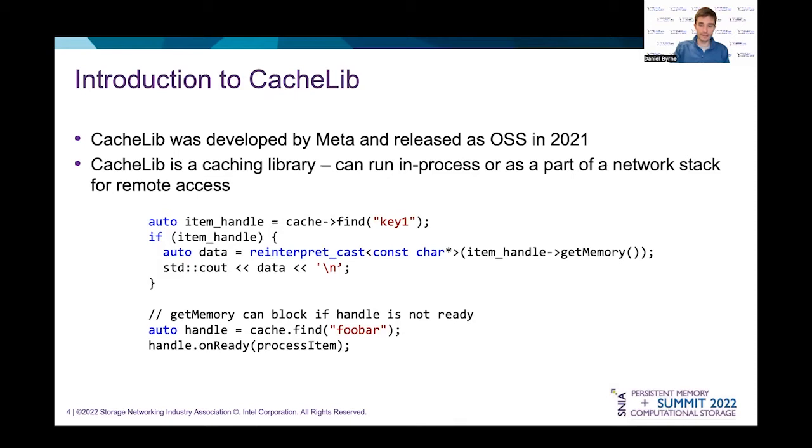In CacheLib, we have a find and allocate API, where find takes in a key and returns an item handle. If the item handle is valid, then we can print out the memory or the data. We also have the ability to use callbacks. Once we retrieve this item handle and get the data, we can go ahead and use another method once that data is ready. So it's very extensible, and it's written in C++.